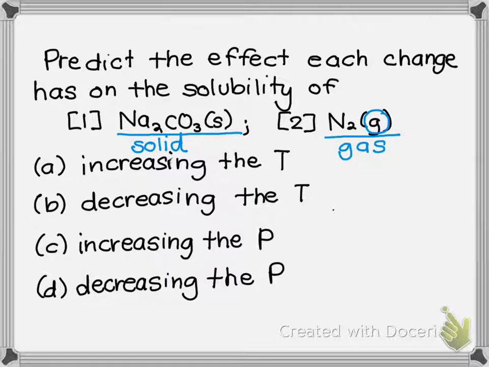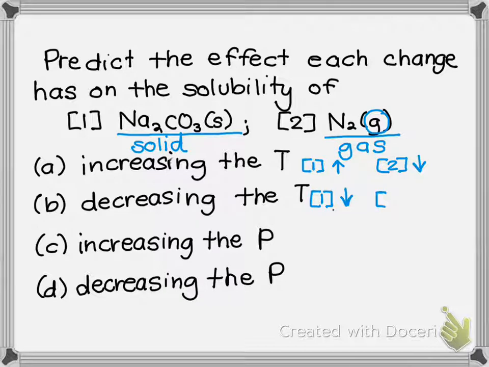So for letter A, if we increase the temperature, for number 1, the solid, if we increase the temperature, we increase the solubility. For number 2, a gas, if you increase the temperature, you decrease the solubility. So decreasing the temperature. For number 1, a solid, the solubility and the temperature do the same thing. So if we decrease the temperature, we will decrease the amount that dissolves, so we decrease the solubility.